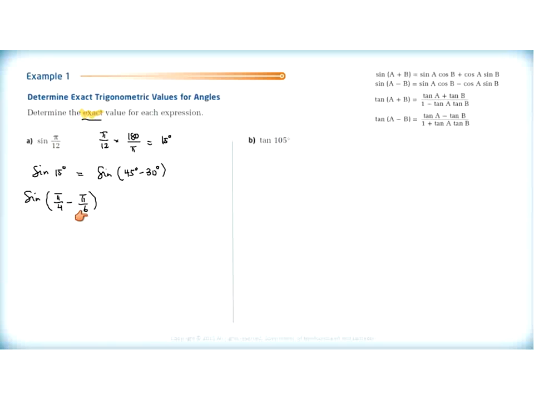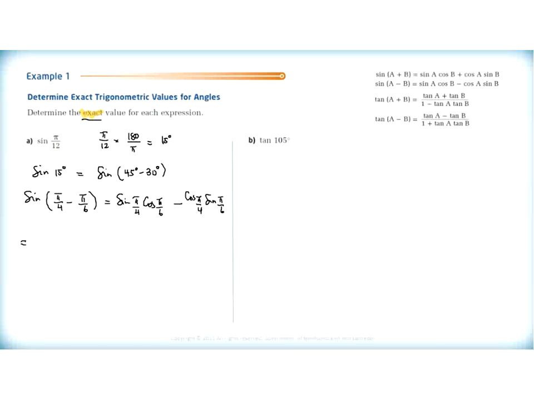So I'm going to use my identity for sine, A subtract B. It's a difference identity for sine. It's sine A cosine B subtract cosine A sine B. So let's fill that in. I got the sine of pi over 4 times the cosine of pi over 6 subtract the cosine of pi over 4 times the sine of pi over 6. All I need to do now is simply fill those in and simplify.